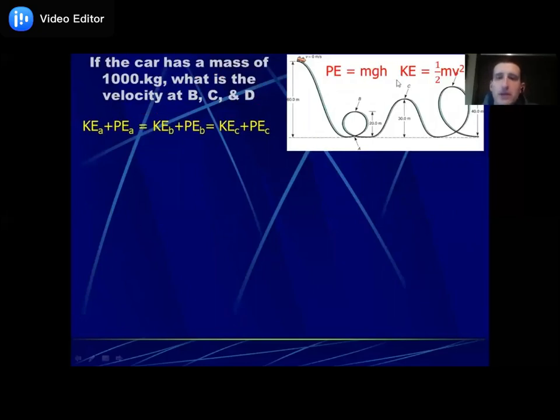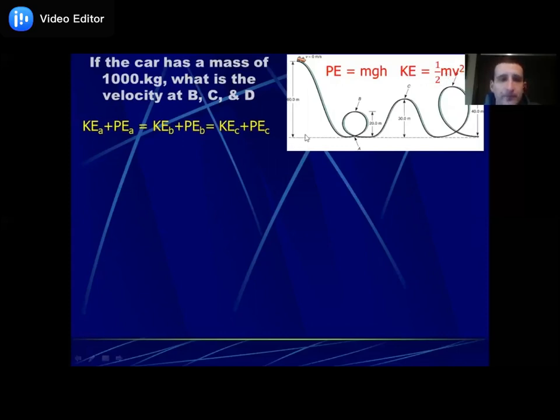Again, a reminder: potential energy is mgh, the mass of the object times the acceleration of gravity times the height it is above whatever consistent point we decide to measure that height from. Usually it's the height of the ground. And the kinetic energy, KE, is 1/2 the mass of the object times the velocity of the object squared.